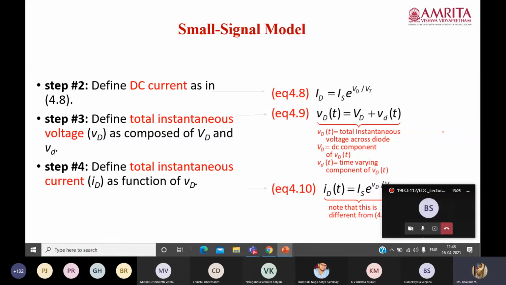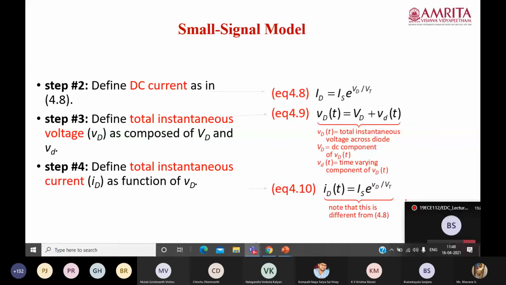Now you have to substitute for vD of t as capital VD plus small vd of t. If you open the bracket, you will get IS e power VD by VT into e power small vd of t by NVT. While explaining I have taken N is equal to 1. If you take NVT, you'll get IS e power capital VD by NVT into e power vd of t by NVT. So what is IS e power VD by VT? This is nothing but capital ID. So you'll get iD of t is equal to capital ID into e power vd of t by NVT.